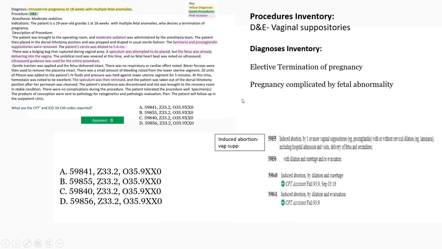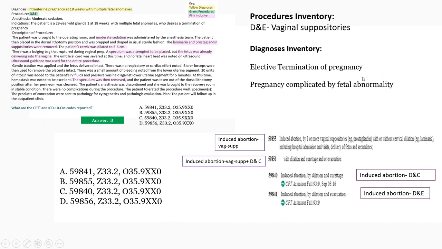These are our codes, and let's do some churning. 59855 is for induced abortion using vaginal suppositories, while 59856 is for induced abortion using the suppositories along with a D&C procedure, dilation and curettage. 59840 is for induced abortion using dilation and curettage alone. 59841 is for induced abortion by dilation and evacuation.